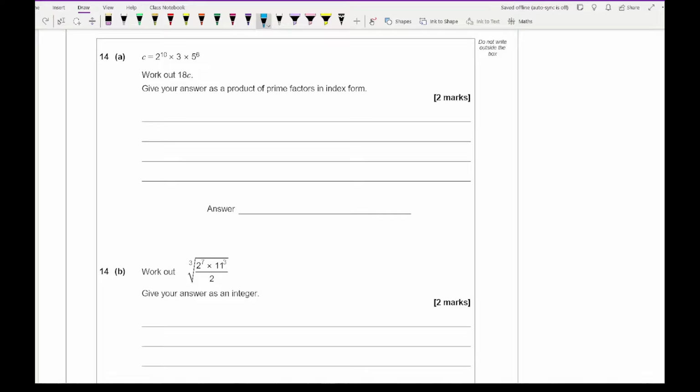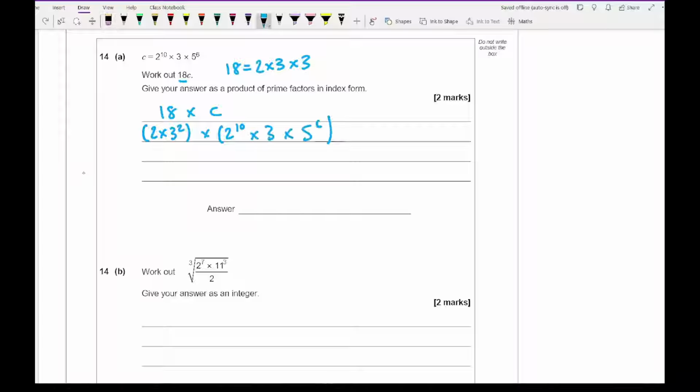To get 18, what we need to do is use these numbers. So 18 equals 2 times 3 times 3. And then what we need to do is 18 times c. So 18 is 2 times 3 squared, times c, which is 2 to the power of 10 times 3 times 5 to the power of 6.